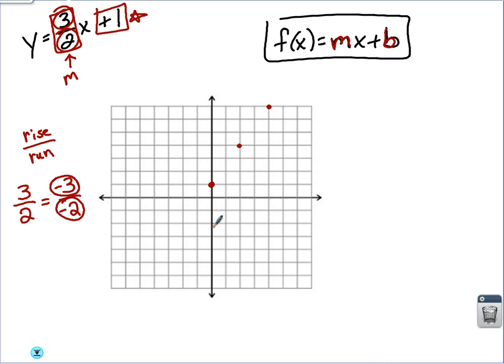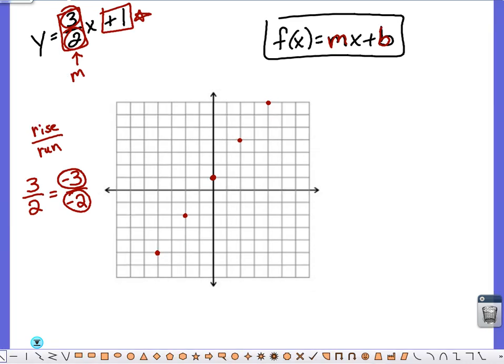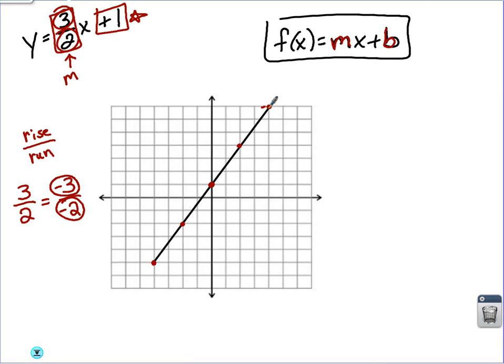And we can continue doing that same pattern to achieve other points that are going to be on our line. And that gives us a really easy way to graph these linear functions. Rather than making a t-table each time, we could just use our slope and intercept so that we can get that same graph.